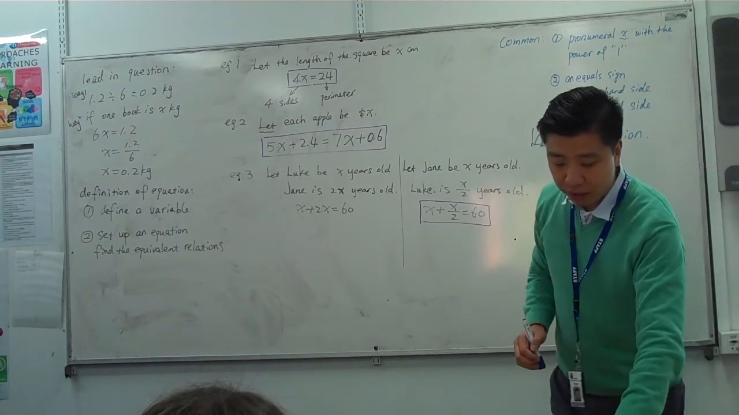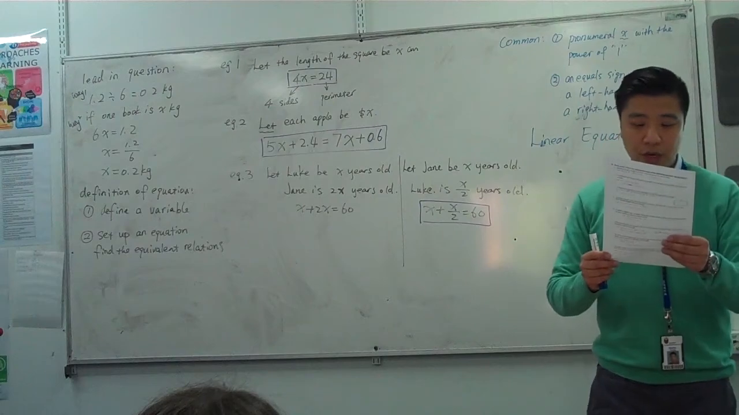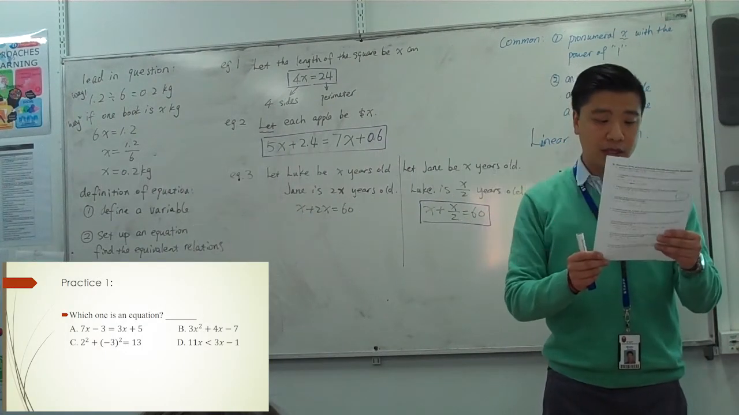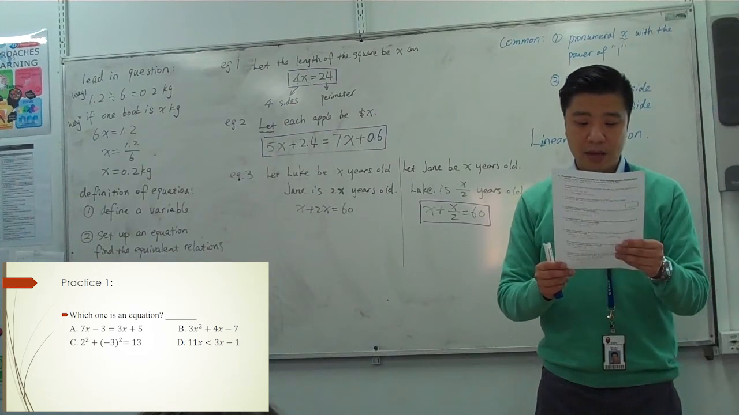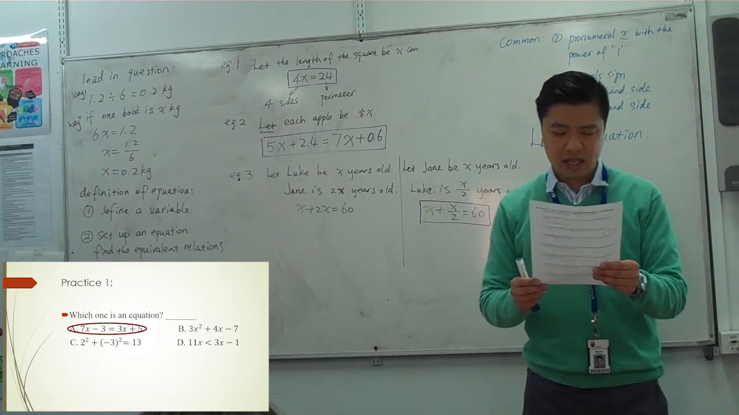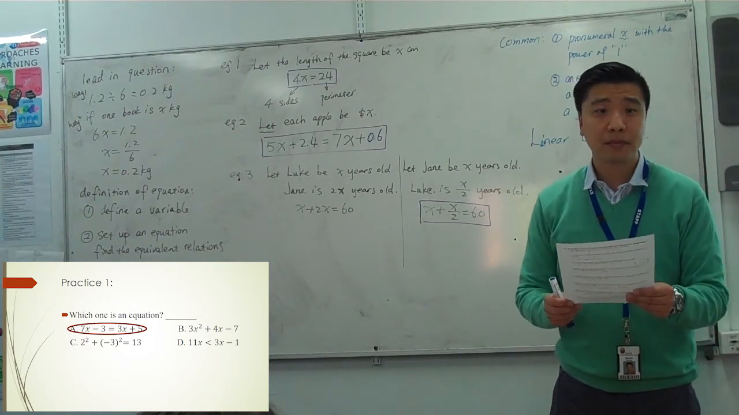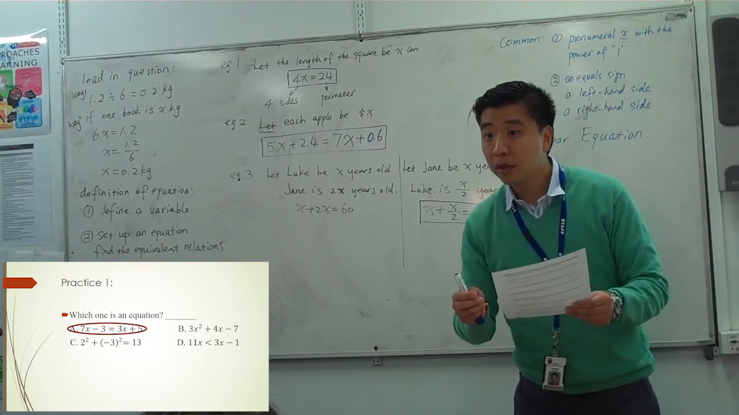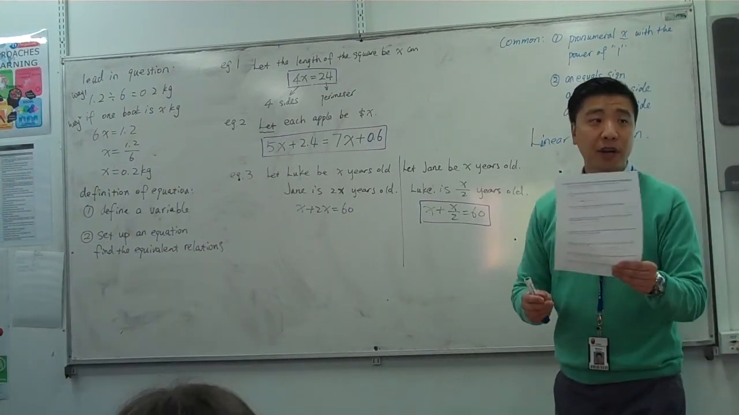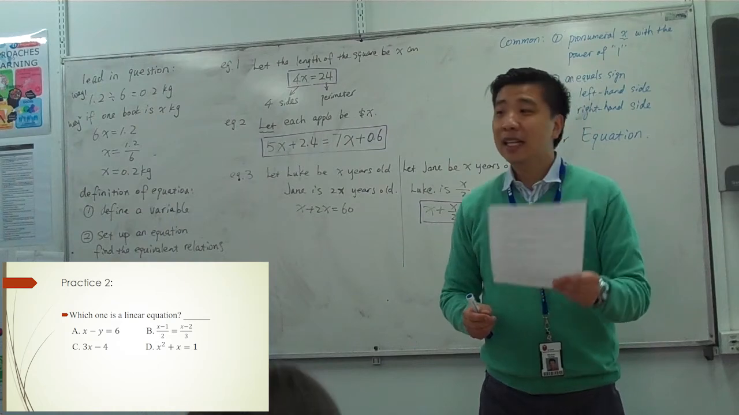Now, let's have a look at practice 1. Which one is an equation? A, B, C, D, which one is an equation? A. Why is A an equation? It has pronumerals and an equal sign. Very good. Okay. Now, practice 2. Which one is a linear equation?